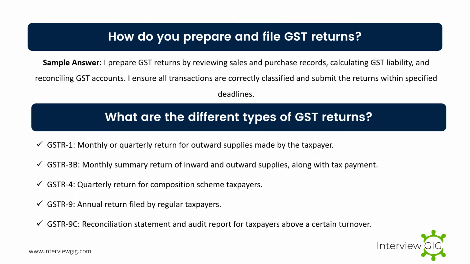What are the different types of GST returns? GSTR 1, monthly or quarterly return for outward supplies made by the taxpayer. GSTR 3B, monthly summary return of inward and outward supplies, along with tax payment. GSTR 4, quarterly return for composition scheme taxpayers. GSTR 9, annual return filed by regular taxpayers. GSTR 9C, reconciliation statement and audit report for taxpayers above a certain turnover.